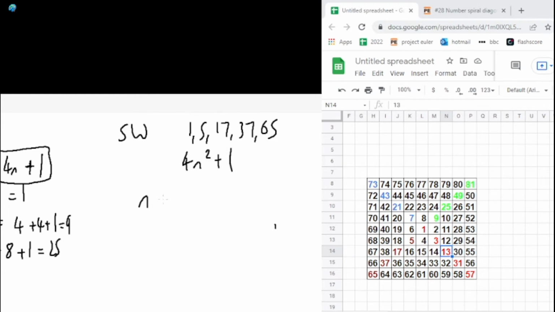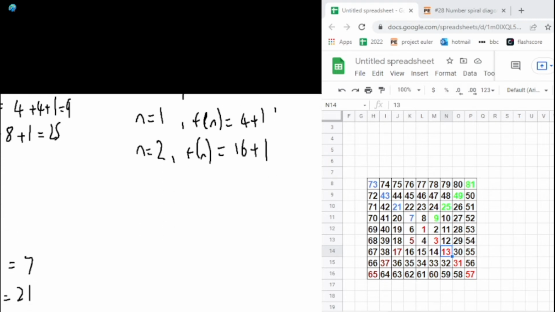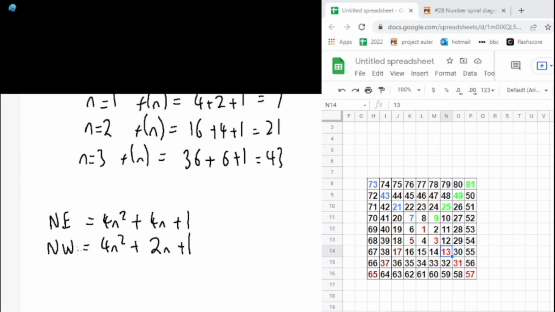Let's try it out. N equals 0, fn equals 1, obviously, always is. N equals 1, fn equals 4 plus 1, so that's 5. N equals 2, fn equals 16 plus 1. So this seems to fit the pattern as well. So this is the correct equation for southwest. I'll pop that down there. Now southeast continues that trend. So we're just taking away 2n every time, and we end up with 4n squared minus 2n plus 1.